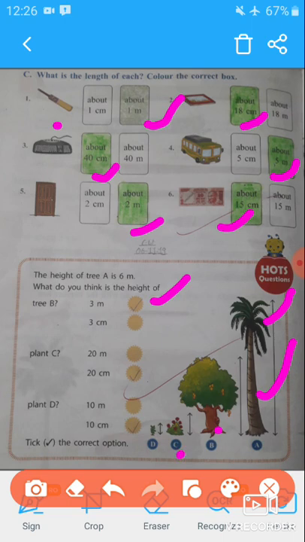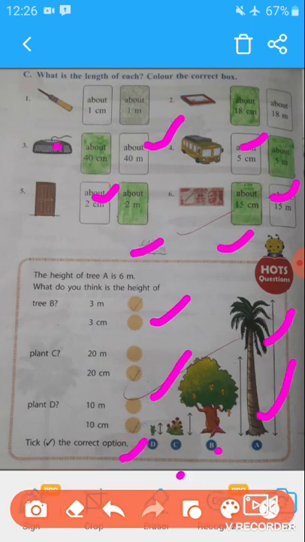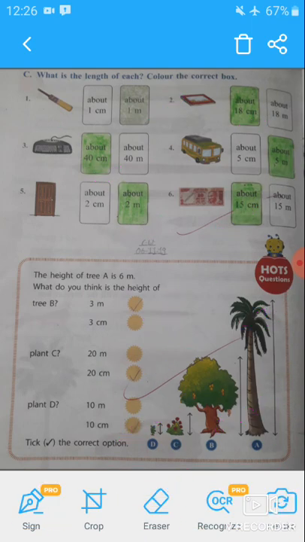Now next is plant C. What is the height of plant C? Is it 20 meter or 20 centimeter? Right, 20 centimeter. Now plant D. Height of plant D is 10 meter or about 10 centimeter. Right, 10 centimeter. So students, this exercise is completed now.